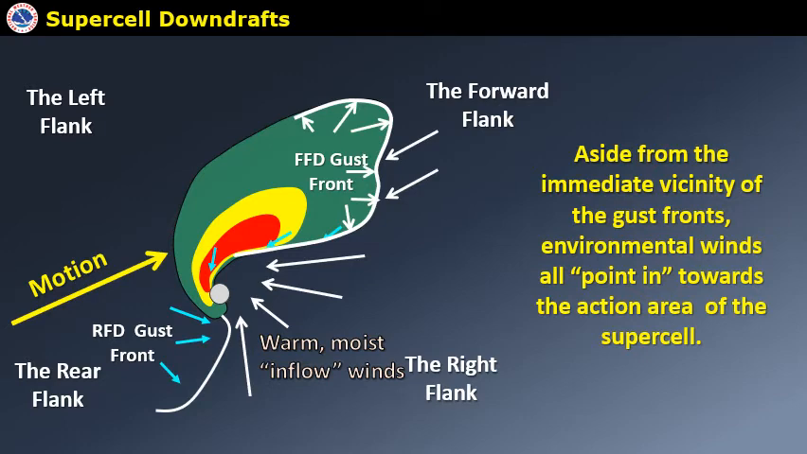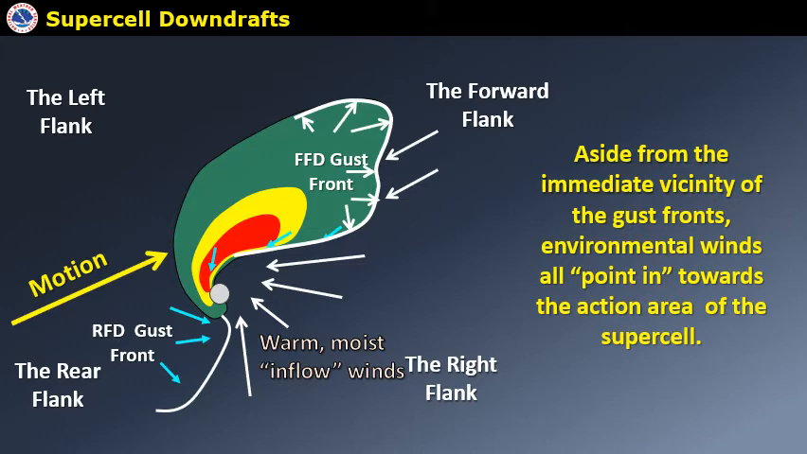Now, closer to the forward flank, air here is oftentimes rain and/or precipitation cooled. Like the RFD, this air typically is of greater density and also has a tendency to accelerate toward the ground and spread out. This creates another temperature gradient along the forward flank and right flank and can give birth to a forward flank gust front.